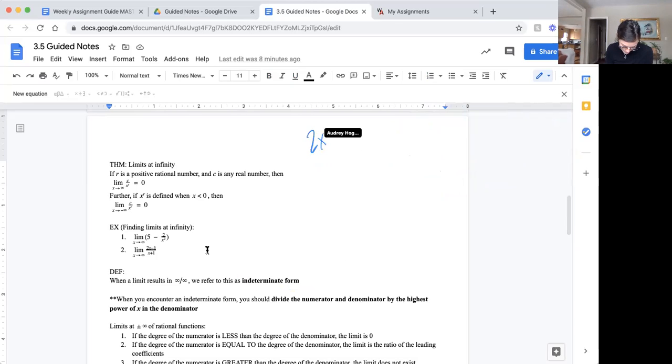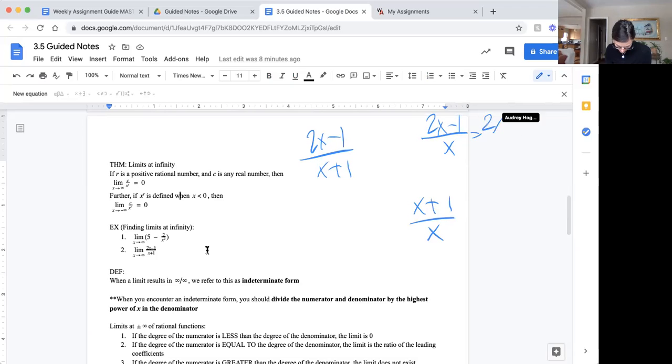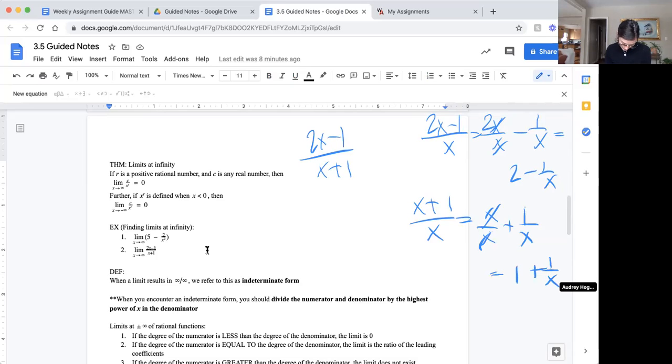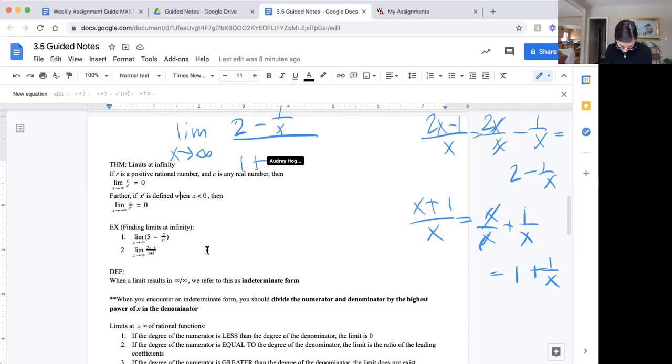So we have 2x minus 1 over x plus 1. The highest power of x in the denominator is x. So we're going to have 2x minus 1 divided by x, and x plus 1 divided by x. This is going to equal 2x over x minus 1 over x. These x's cancel, and we get 2 minus 1 over x. Here we have x over x plus 1 over x. x over x is just 1. So over here we get 1 plus 1 over x. So now our limit we can rewrite as the limit as x approaches infinity of 2 minus 1 over x over 1 plus 1 over x.